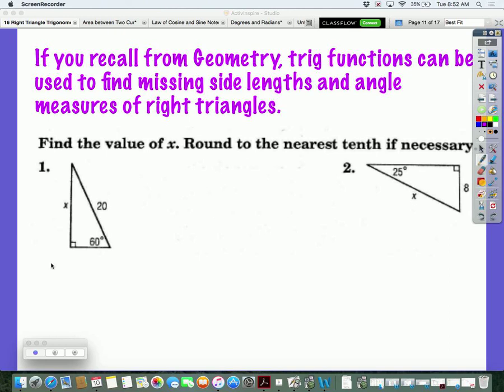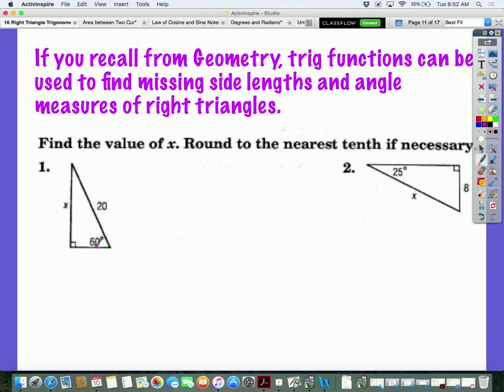Okay, so if you recall from geometry, trig functions can be used to find missing side lengths and angle measures of right triangles. You guys remember that, right? Yeah. Okay, so you do it the same way that you did back in geometry here, okay? You identify what side you're given, figure out the trig ratio to use, and you solve it, okay?